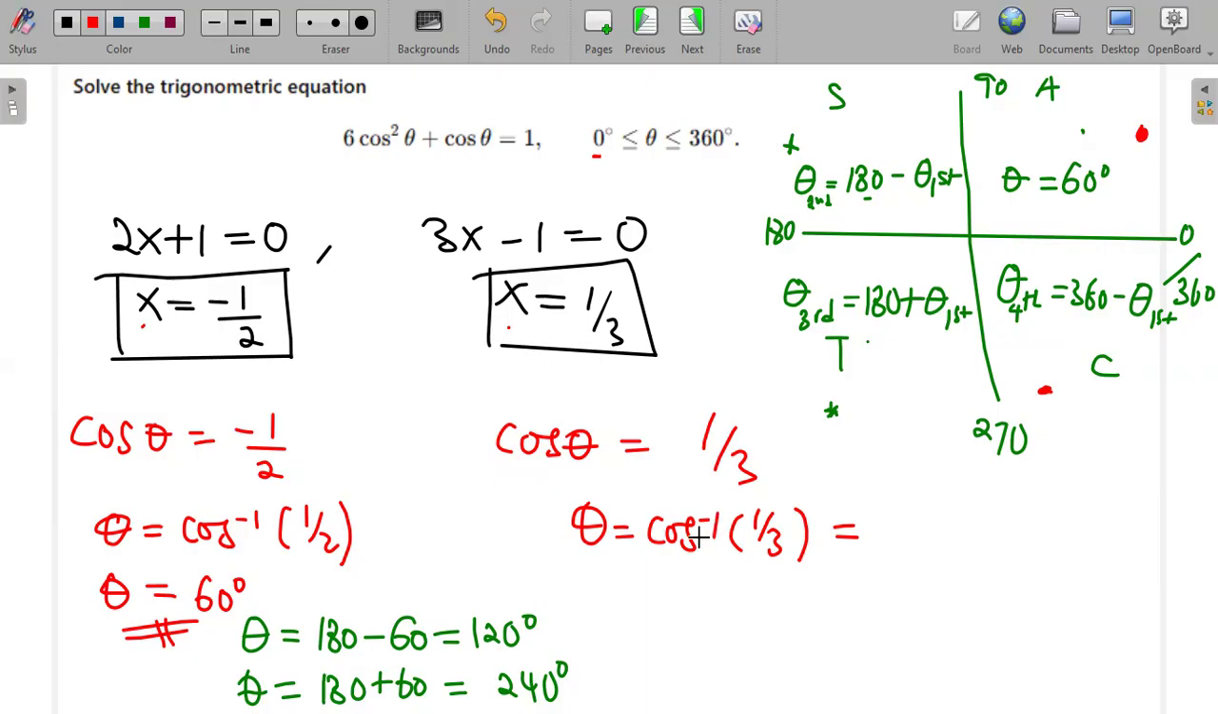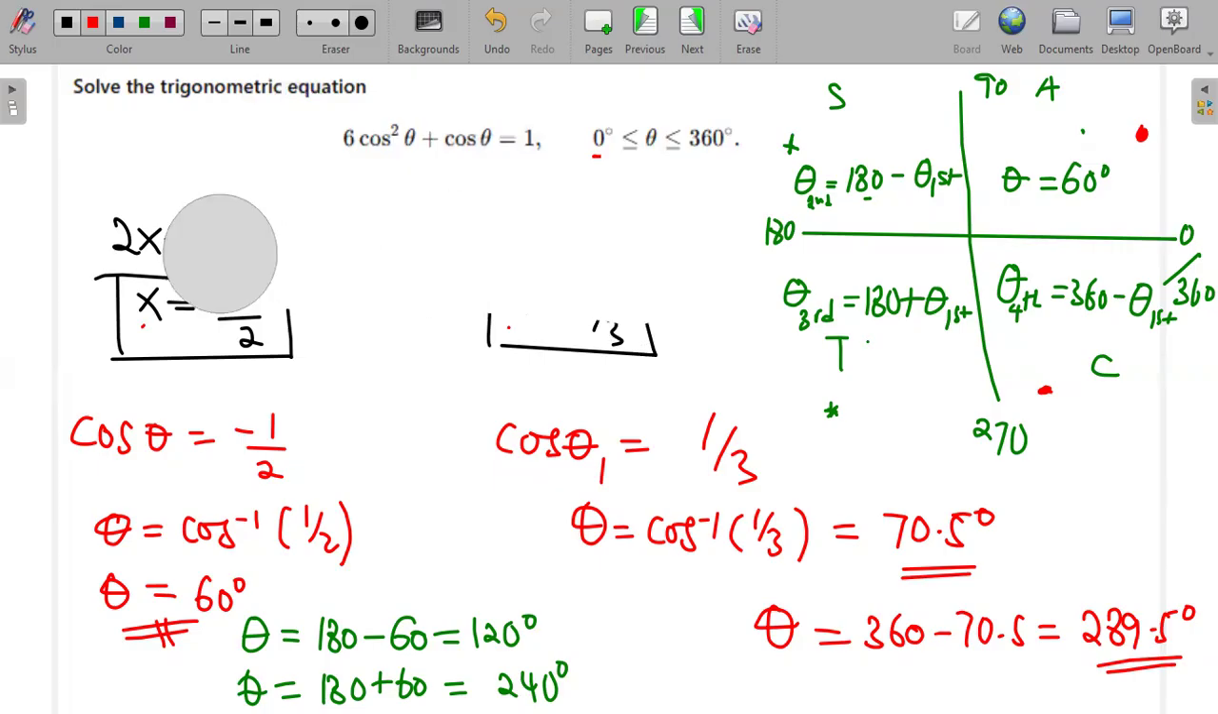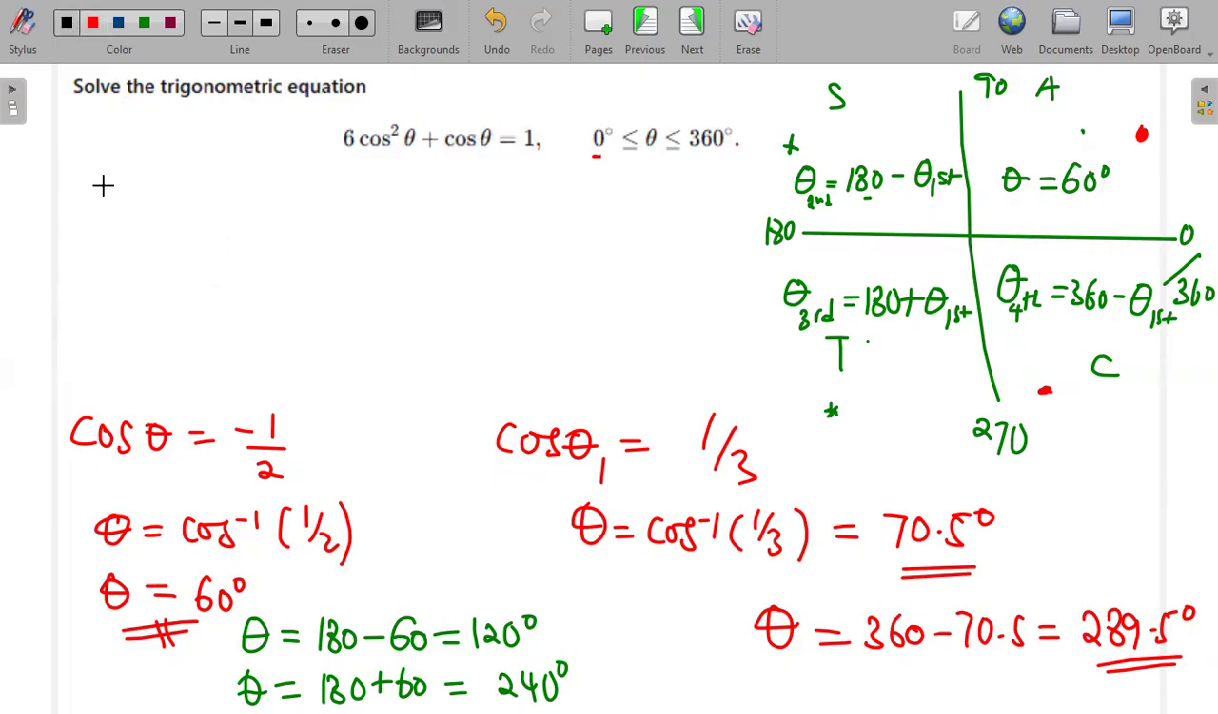So you go on your calculator, you punch cos inverse of 1 over 3. You're going to get approximately 70.5 degrees. So the angle in the fourth quadrant will just be 360 minus 70.5, which gives me 289.5 degrees. So these here are the 2 angles for this one. So my answers to this trigonometric equation will be that theta is equal to, you arrange them in order from the smallest.